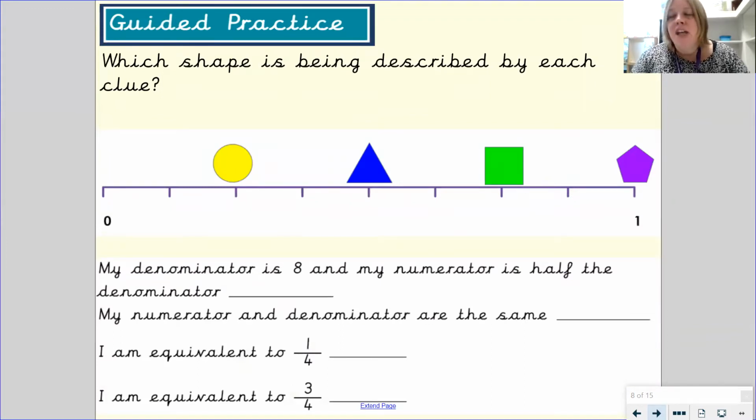A final challenge for you to have a go at and bring your answers in to school to show your teacher. Which shape is being described by each clue? My denominator is 8 and my numerator is half the denominator. What shape is that? My numerator and denominator are the same. Then I want you to find the shape that is equivalent to 1/4 and the shape that is equivalent to 3/4. Please write your answers down and bring them into school next week to show your teachers.